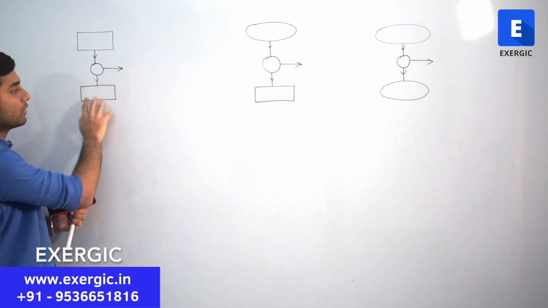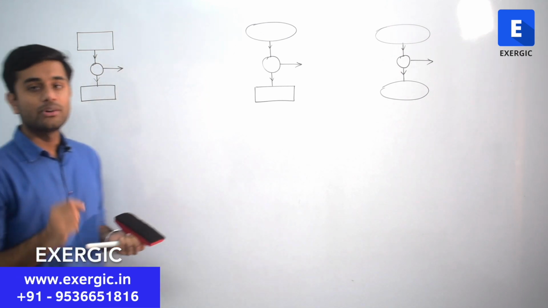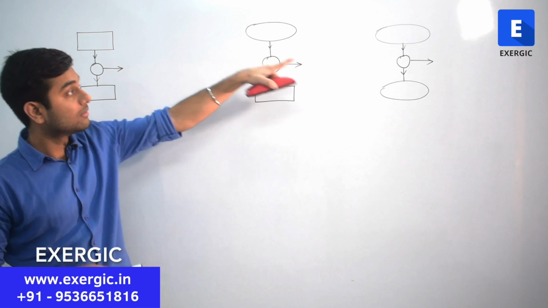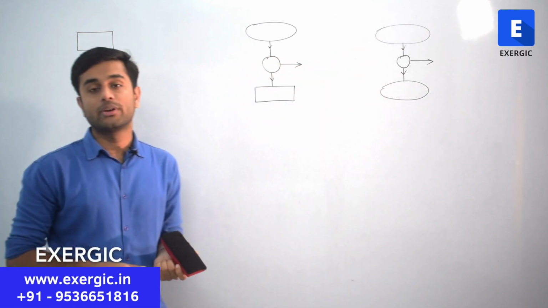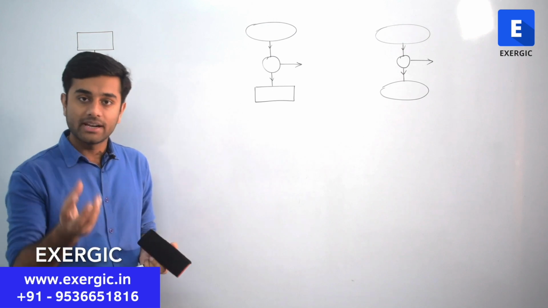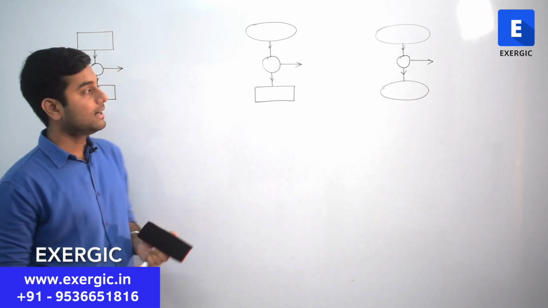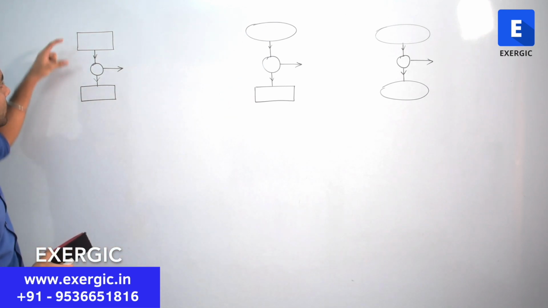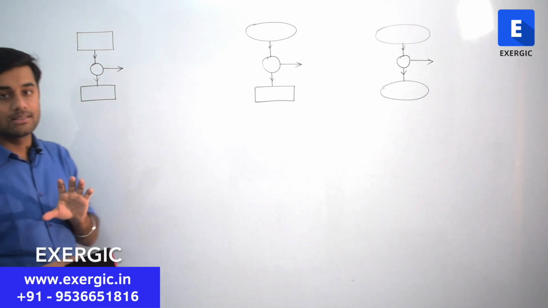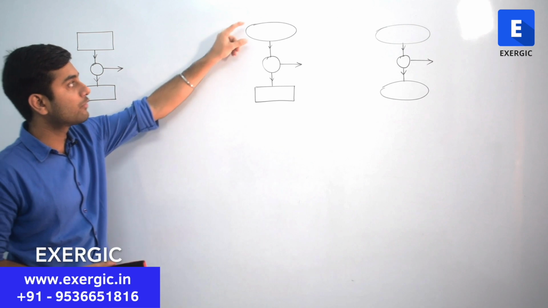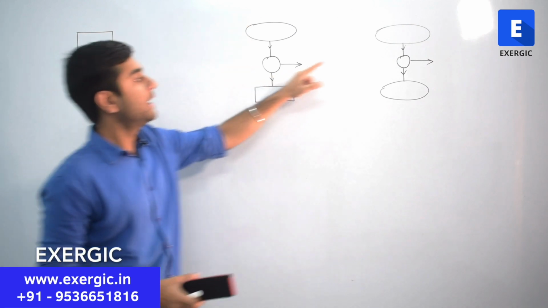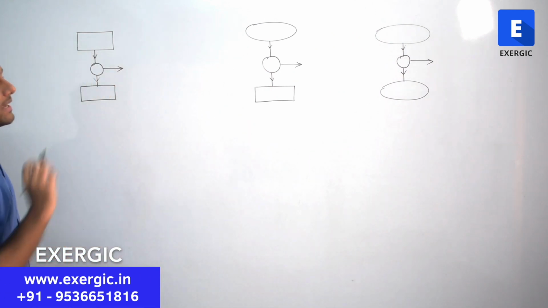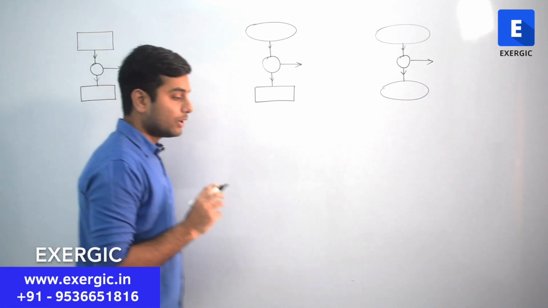The rectangles shown in any of the diagrams obviously show the thermal energy reservoir. The oval shapes like this show a finite body, which obviously has finite mass and a finite specific heat, and this circle shows the heat engine. So the first case is when heat is being transferred from one thermal energy reservoir to another thermal energy reservoir. Second case, when heat is transferred from a finite mass to a thermal reservoir, and third case, when it is between two finite masses.